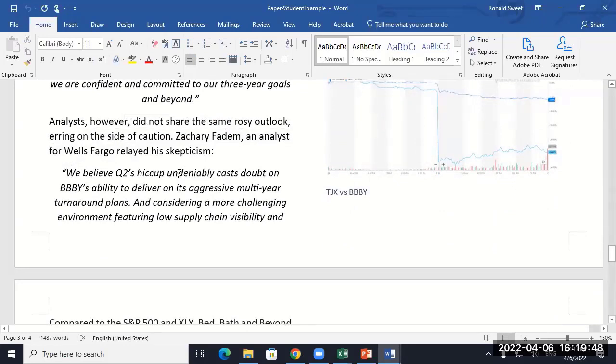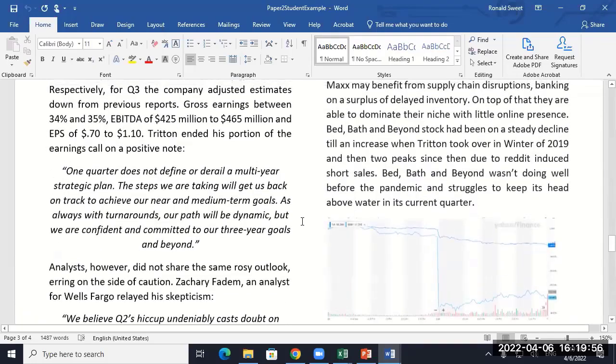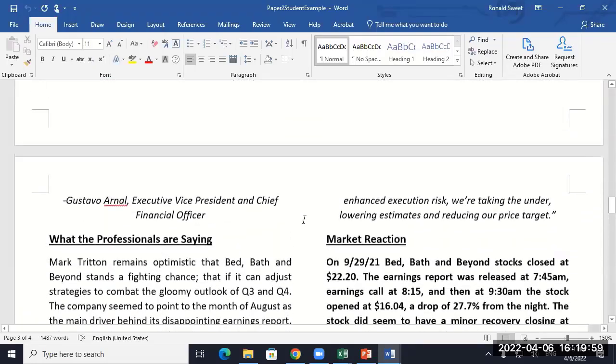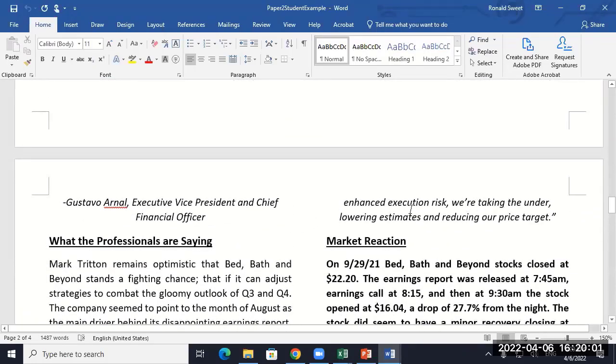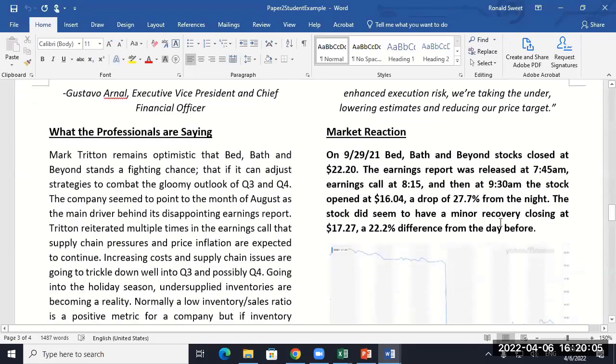We believe quarter two's hiccup undeniably casts doubt on their ability to deliver on a multi-year turnaround plan, and considering a more challenging environment featuring low supply chain visibility, enhanced execution risk, we're taking under lower estimates and reducing our price targets. So pretty negative. That's insightful. Management's saying, hey, this is COVID, it's temporary. He's saying, no, I don't think it's all that temporary.